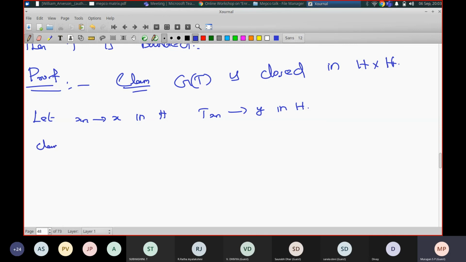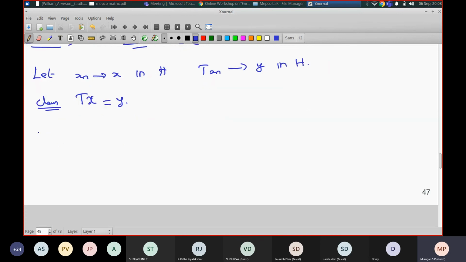So you need to climb, because the graph is closed means this element is in the graph. So this Tx is y. Okay, it is easy, very easy. For that, you need to fix a vector psi belongs to H. So you need to fix a vector. So what is Tx, y? Sorry, Tx psi. Okay, inner product of Tx, psi.